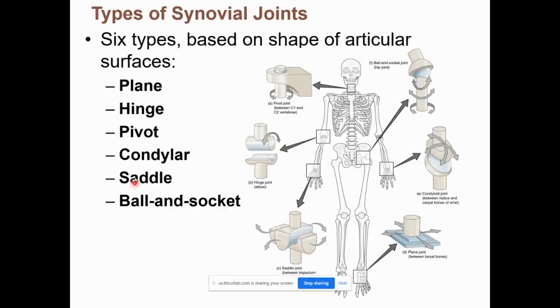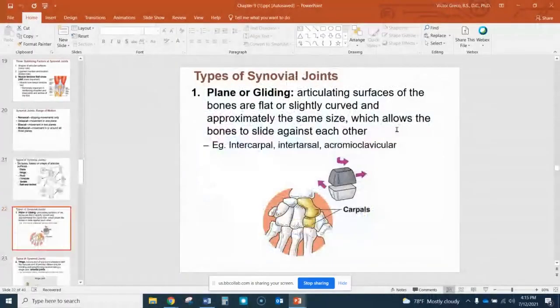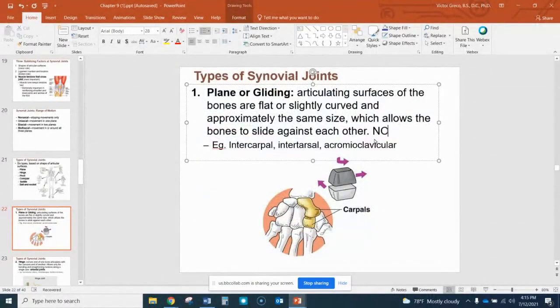So here's your 6 types of synovial joints, freely movable joints, right? Synovial plane, synovial hinge, synovial pivot, and so on. So let's go through each of these, give some examples, and take it from there. So the first type is a plane or a gliding. These are non-axial. I probably should write that in, it doesn't say that, right? These are non-axial. They really don't use an axis. It's just one bone, like you see there, sliding on another bone.